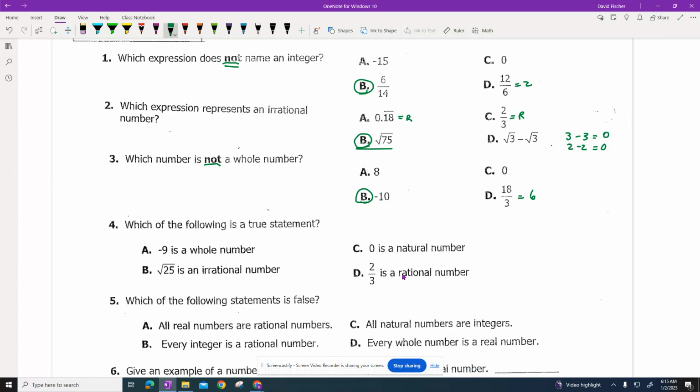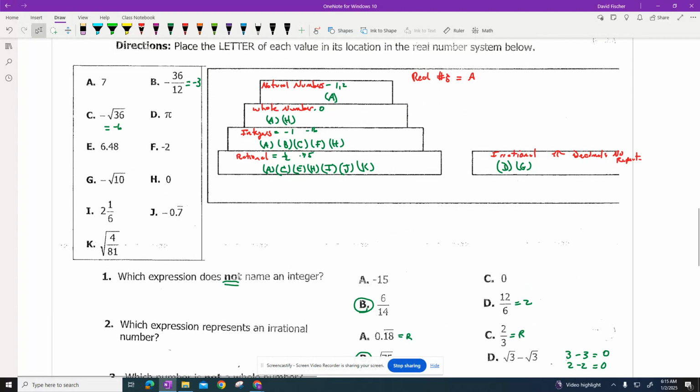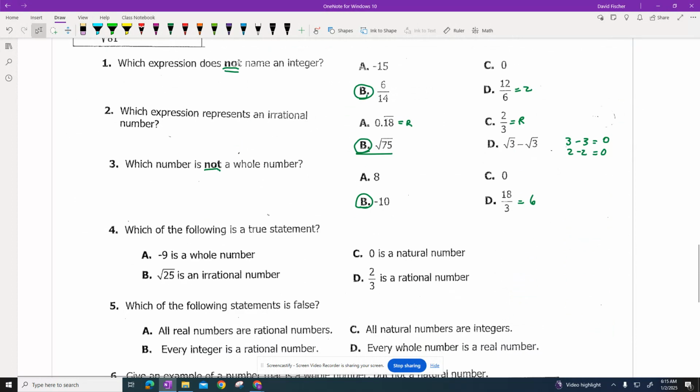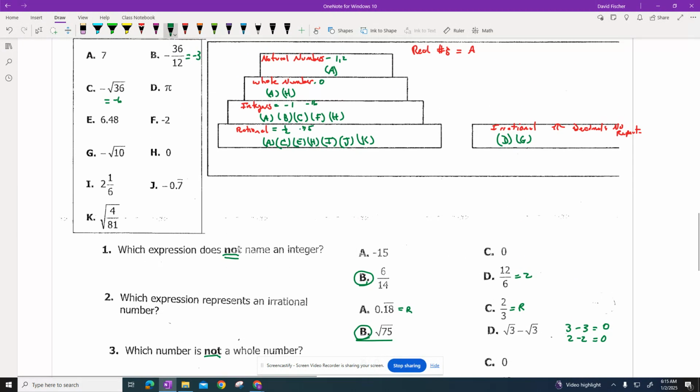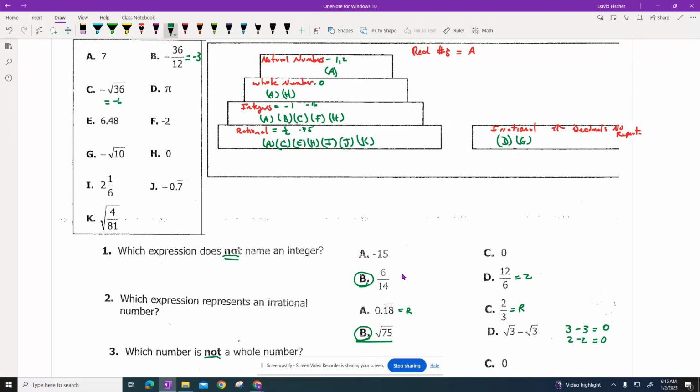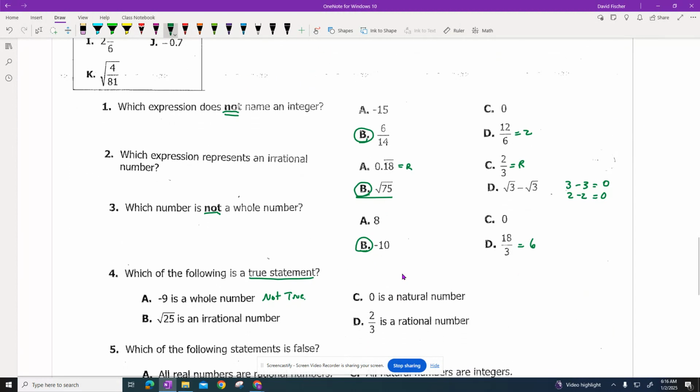Which of the following is a true statement? Negative 9 is a whole number. Looking back up here at your notes, negative 9 starts down here underneath the whole numbers, and again, they can only go down, can't go up. So negative 9 is not a whole number. That's not true, and we're looking for a true statement. You don't have to write that. 0 is a natural number. Looking up there, 0 is a whole number. Natural numbers are above it, so that's not true. I'll put NT, not true.